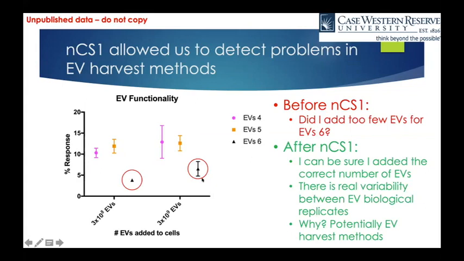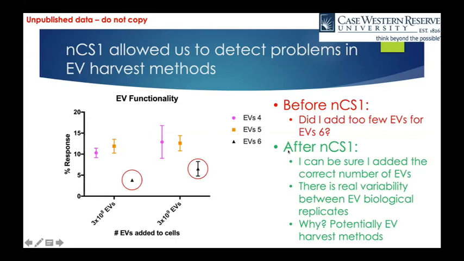It tells us that these EVs are, for whatever reason, different than the other 2 biological preparations, even though, again, we added the same number of particles. So there's some sort of variance going on here. And having the concentration of our particles allowed us to detect that variance and know that something is going wrong. And in my case, we suspected that this variance was coming from difference in the way that we harvest our extracellular vesicles.